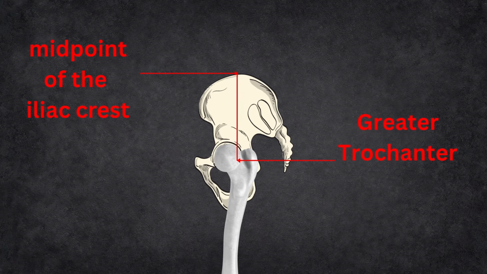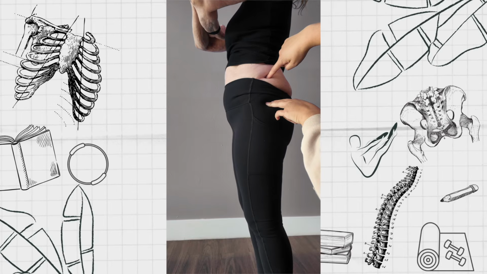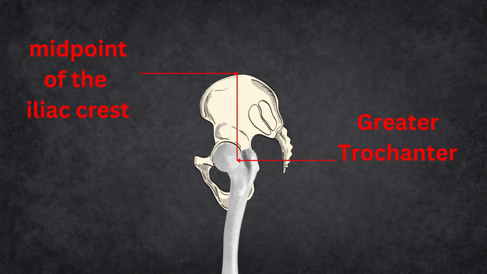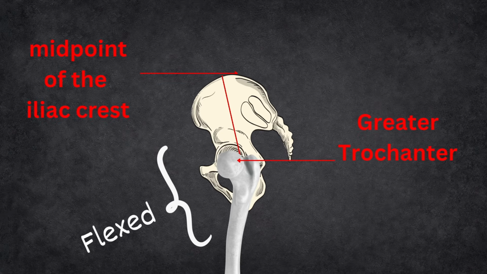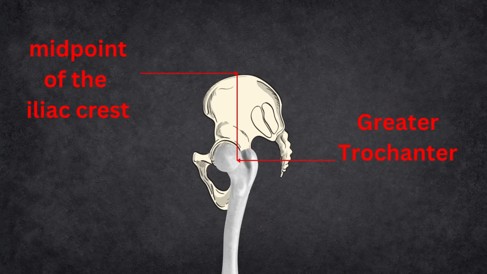If those bony landmarks are right on top of each other, then the hip joint is neutral. However, if those bony landmarks are in front of or behind each other, then you have a pelvic tilt. If the midpoint of the iliac crest is forwards or anterior of the greater trochanter, then the hip joint is flexed. If the midpoint of the iliac crest is behind or posterior of the greater trochanter, then the hip joint is extended.